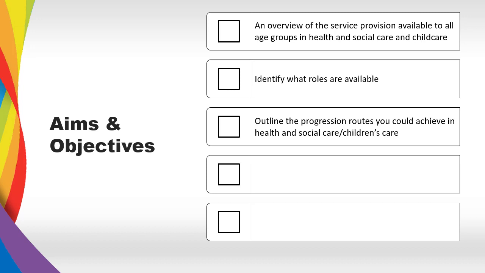For today, you should now have an overview of the service provision that's available to all age groups in health and social care and childcare. You should have correctly identified what roles are available, so what jobs you could do, and you should have now researched and completed your research questions, allowing you to outline the progression routes that you could achieve in health and social care or children's care, should you wish to.